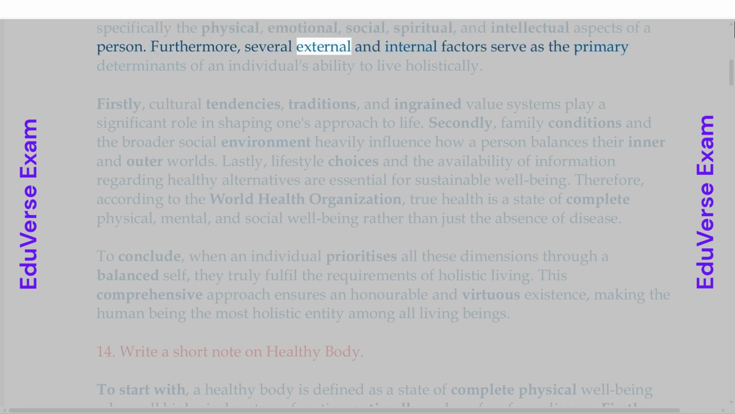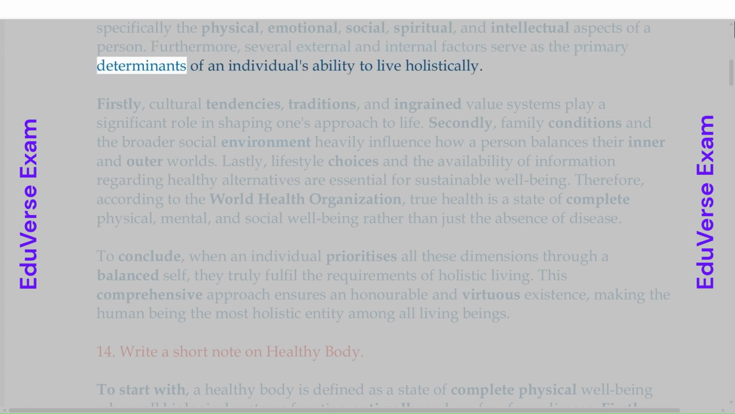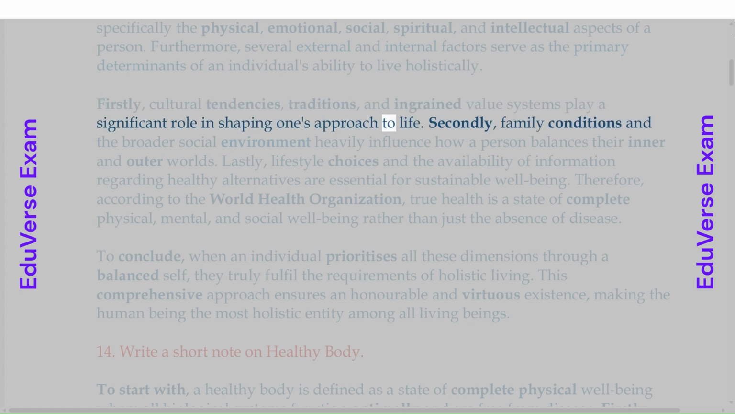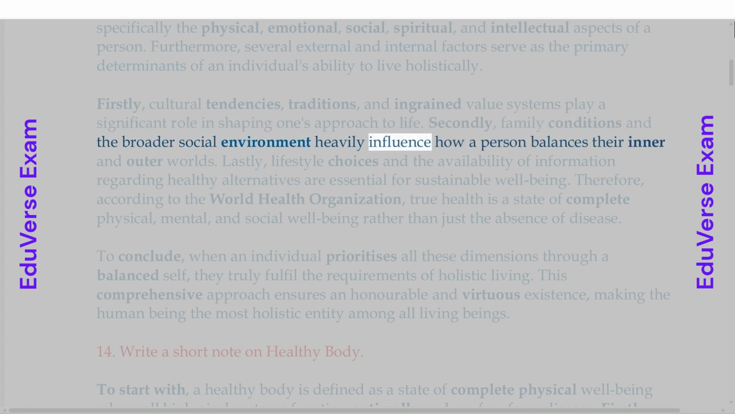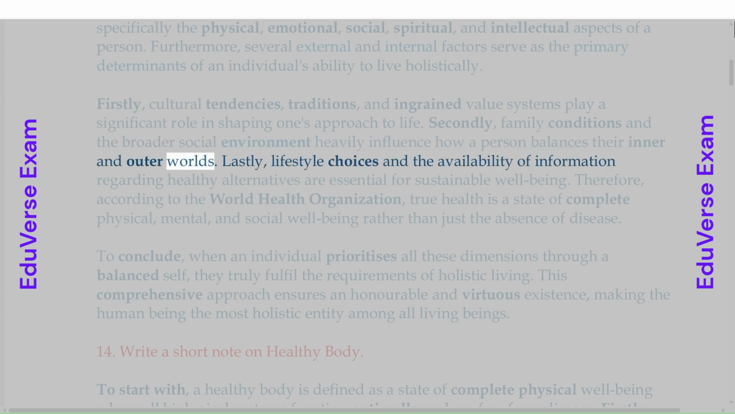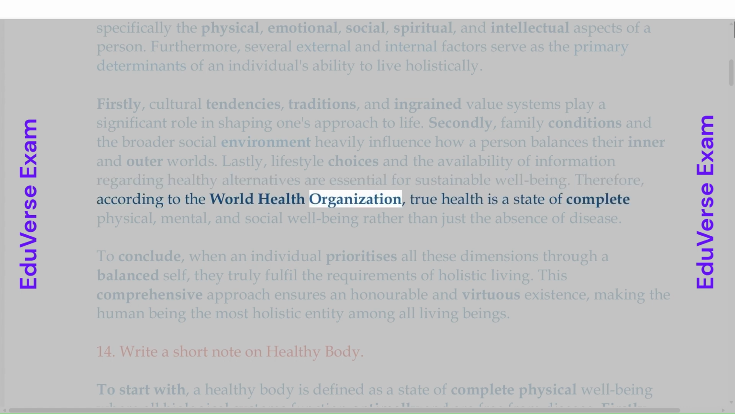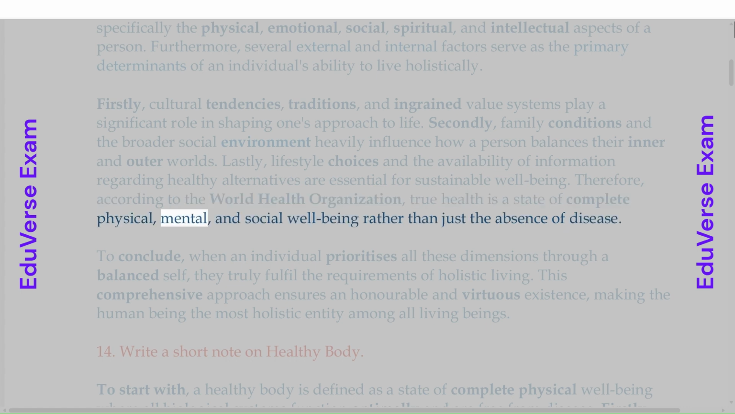Furthermore, several external and internal factors serve as the primary determinants of an individual's ability to live holistically. Firstly, cultural tendencies, traditions, and ingrained value systems play a significant role in shaping one's approach to life. Secondly, family conditions and the broader social environment heavily influence how a person balances their inner and outer worlds. Lastly, lifestyle choices and the availability of information regarding healthy alternatives are essential for sustainable well-being. Therefore, according to the World Health Organization, true health is a state of complete physical, mental, and social well-being rather than just the absence of disease.